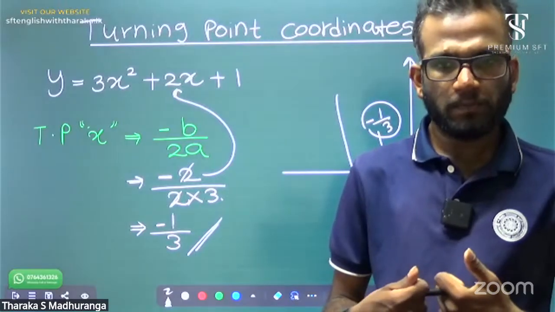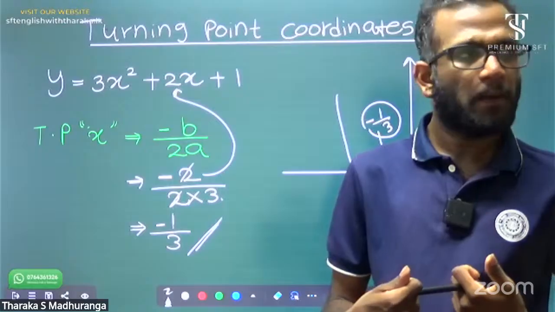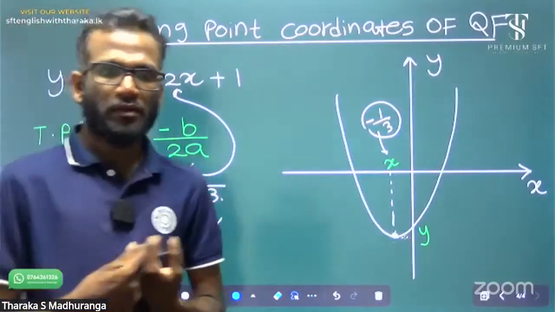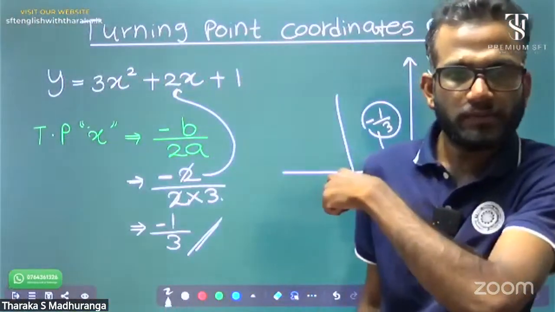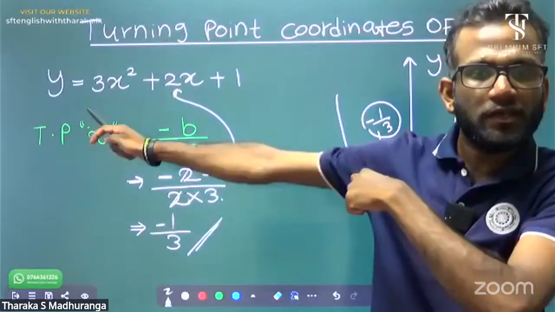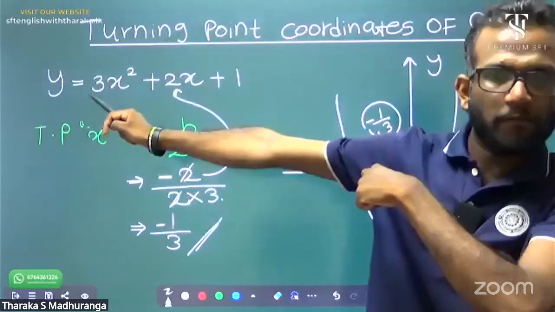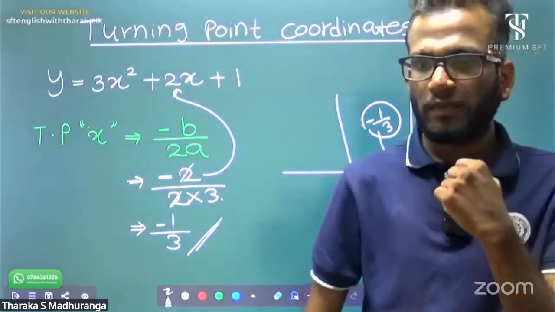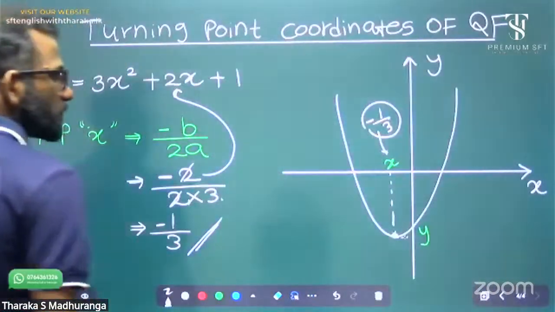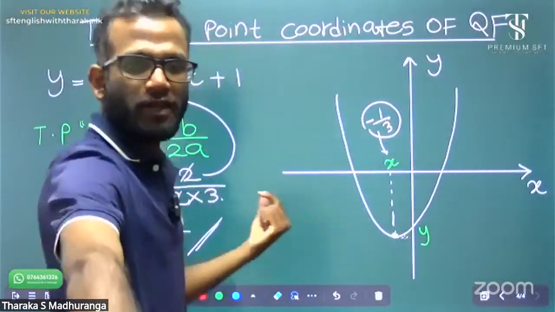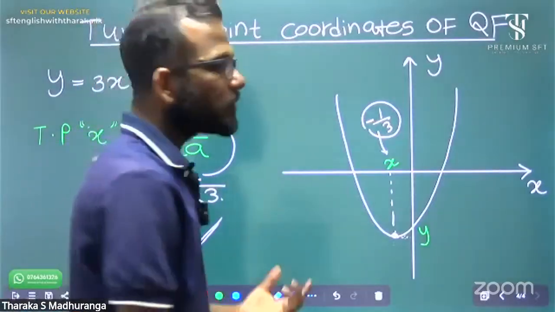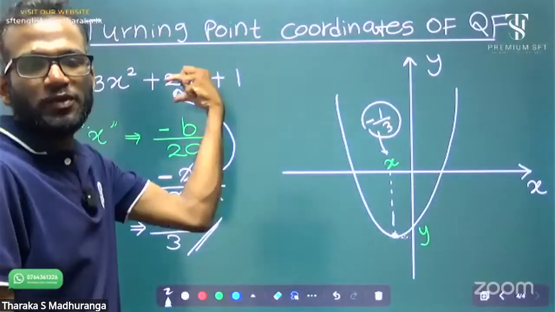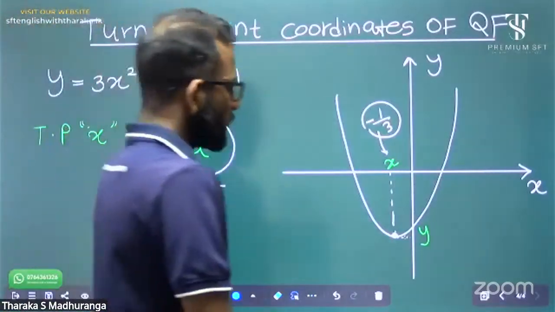Think. Now x we already know, but I need to calculate y. What can I do? Very good, Dino. Others, think. What can I do? Substitute, yes. The x coordinate, the x value, we already got. This x value, just substitute into this equation. Then you can get the y value. Very easy.